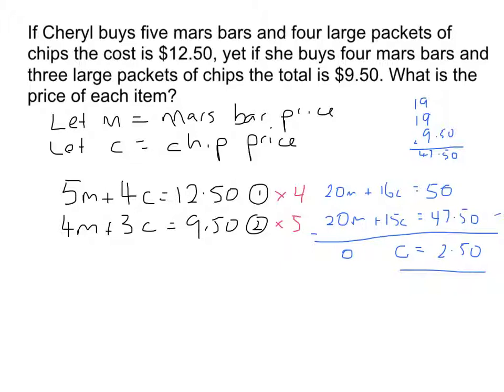Now what we need to do is substitute C equals $2.50 into equation 1. So we have 5M plus 4 lots of $2.50 equals $12.50. 4 lots of $2.50: we double it and double it again, so 2.50 doubled is 5, doubled again is 10.